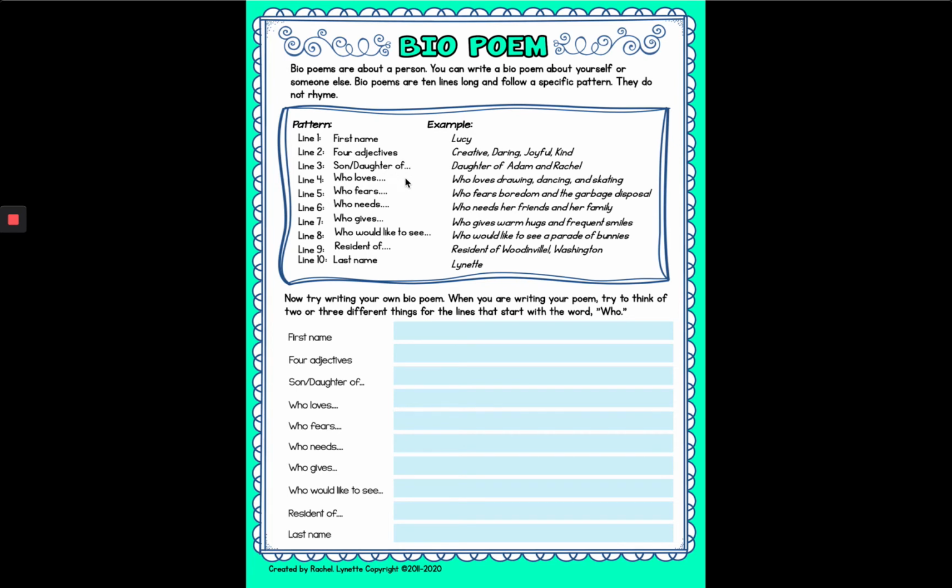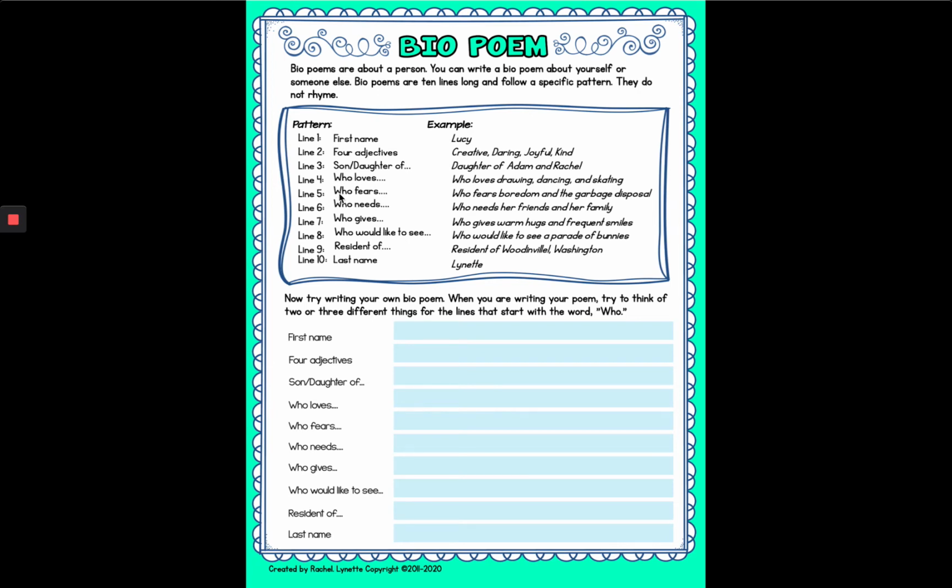Line 4 is going to be who loves. Now, this doesn't have to be people that you love, it could just be things. So, Lucy said, who loves drawing, dancing, and skating. You could do anything. Who loves basketball, being with friends, and Fortnite? Or horses, animals, whatever you want.